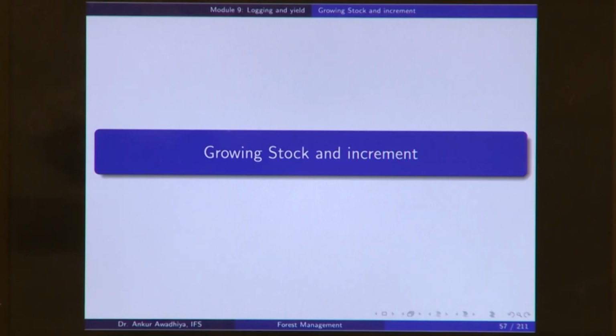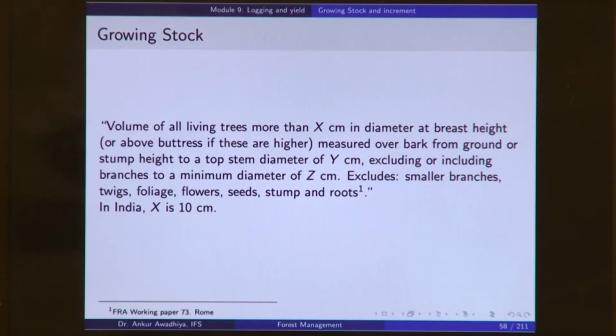Namaste. We carry forward our discussion on logging and yield, and today we will have a look at growing stock and increment. Now, a major purpose of classical forestry is to have the maximum growth of timber, so that we can extract the maximum quantity of timber from a particular stand, and the computation of the volume of the stand, the changes in the volume of this stand is what we are going to have a look at in this lecture. So, we begin with growing stock.